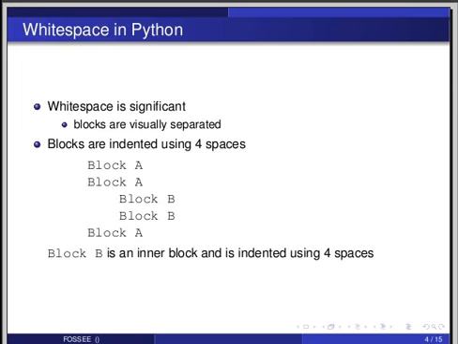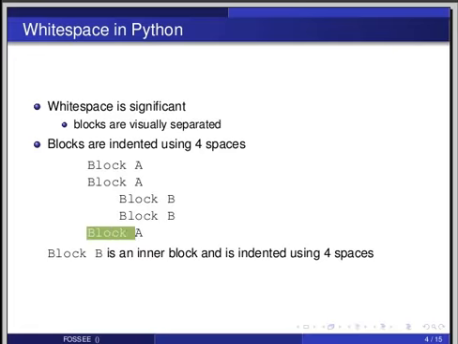Before beginning this tutorial, we would suggest you complete the tutorial on getting started with lists. In Python, white space is significant and the blocks are visually separated. The best practice is to indent the code using 4 spaces. As you can see in the slide, block B is an inner block indented by 4 spaces. After block B, the next statement in block A starts from the same indentation level as the other block A statements.